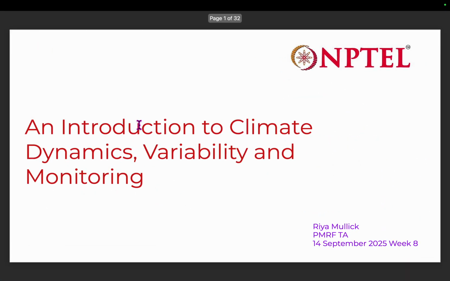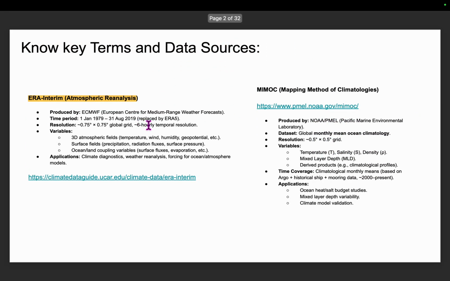Now we will cover some part of this week 8 and then we will go back to week 7 content. We had shown that ERA-Interim is the atmospheric reanalysis or atmospheric data source. It has been produced by the European Centre for Medium-Range Weather Forecasts and it stores the data since 1979. It has 3D atmospheric field maps, surface field maps, ocean land coupling variables. You can see their website and check what kind of data is available.